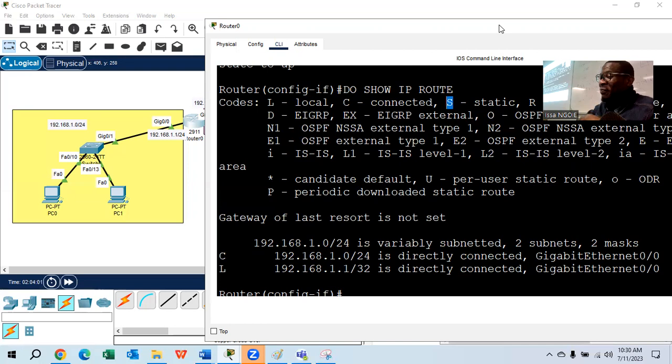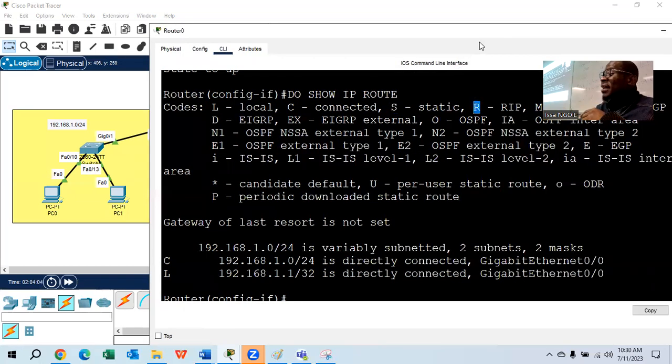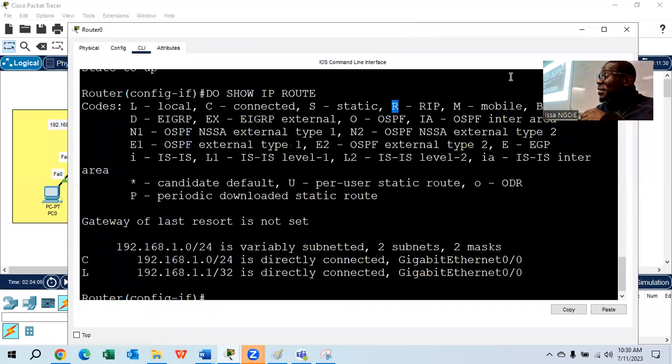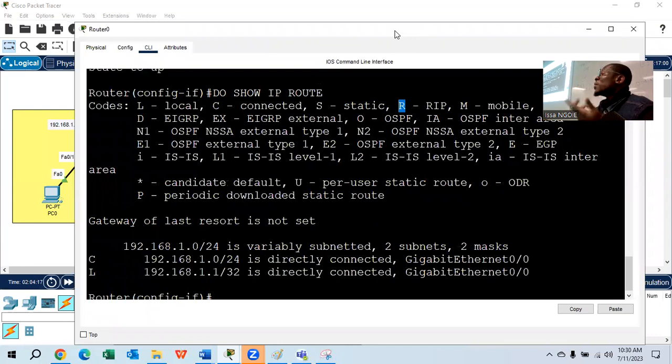But if you see S, what does it mean? Static. When you see R, what does it mean? RIP. When you see D, it's EIGRP. When you see O, it's OSPF. You understand? There are so many questions they'll ask you about the codes.